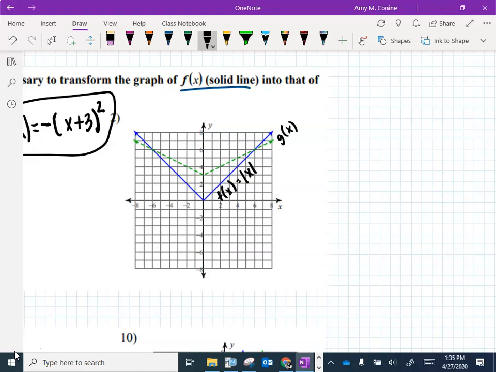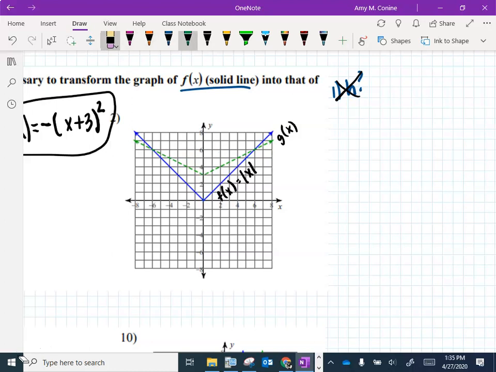So we're going to go through our list. Do we have an h? Okay, so it doesn't look like there was a change from vertex to vertex. So you didn't shift left, you didn't shift right. So it doesn't look like we have an h value that we have to worry about.